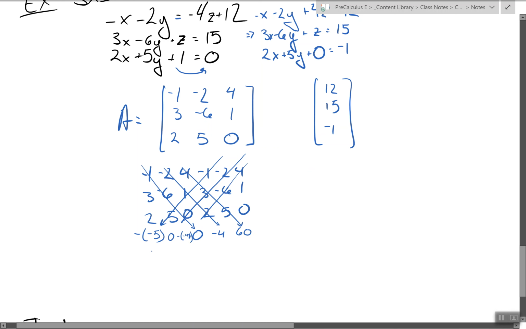Okay, so negative negative 5, so that's positive 5, plus 0, negative negative 48, so plus 48, minus 4, plus 60. Okay, that's going to be a big number there. So we've got, that's 44, so 60, 44, and 5, 109.